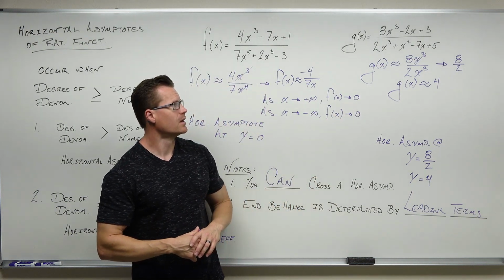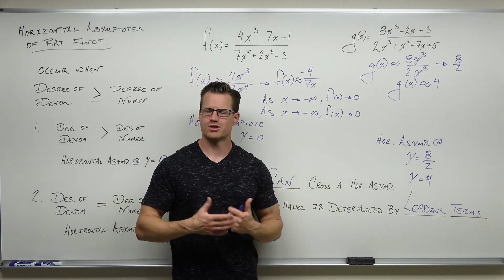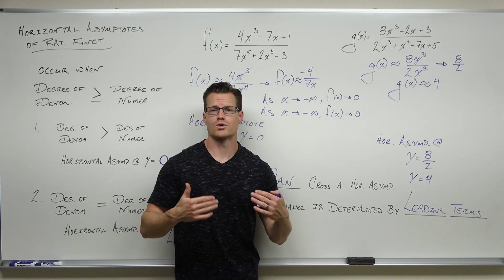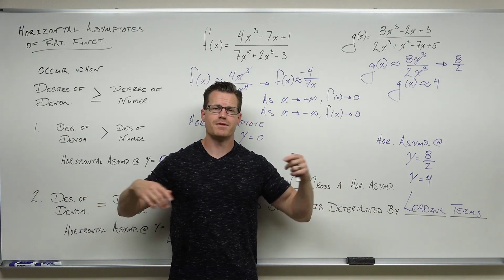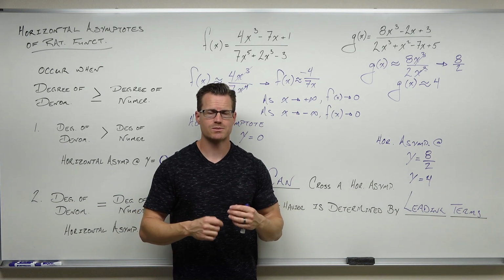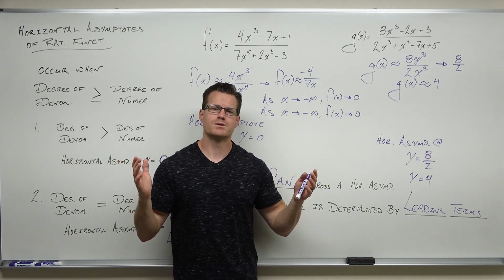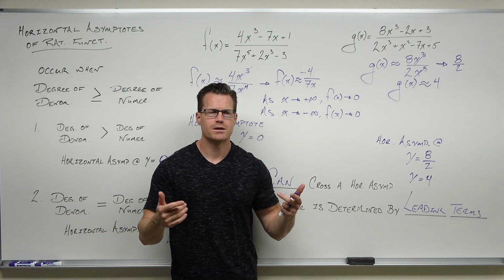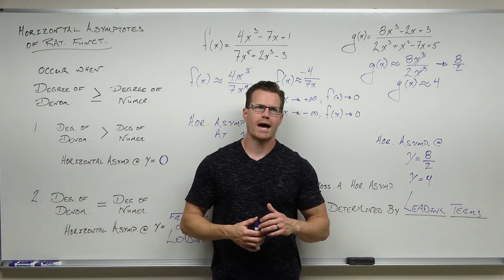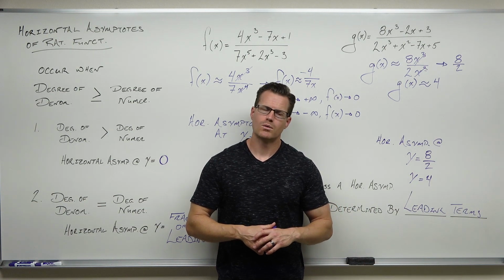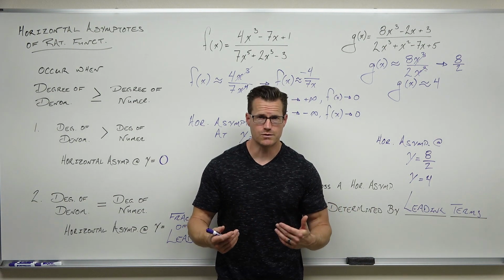I want you to understand that really the basics are, look at your degree, just compare them. If the degree of the denominator is bigger than the numerator, you have a horizontal asymptote at 0. If they are equal, you have a horizontal asymptote at the ratio of the coefficients of your leading terms. That's it. Now you probably should have a question, right? You should have a question, what happens if the degree of the numerator is larger than the denominator? Well, we have 2 more cases, and that's the next 2 videos.